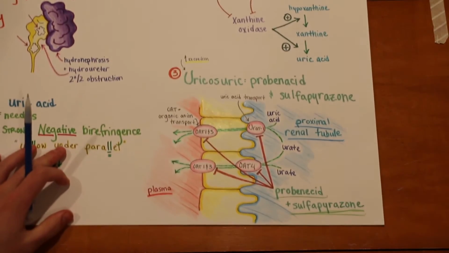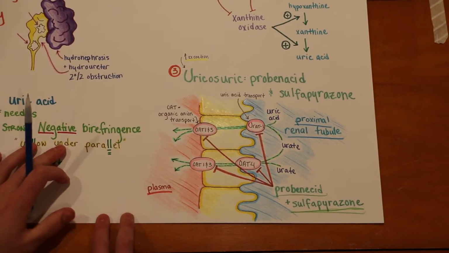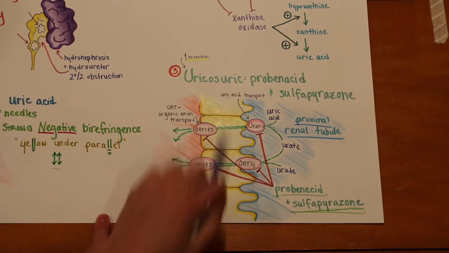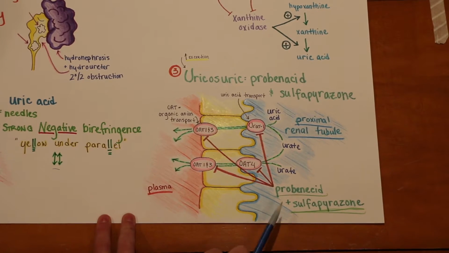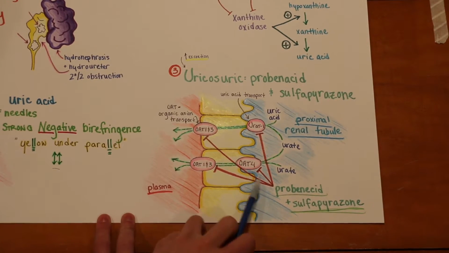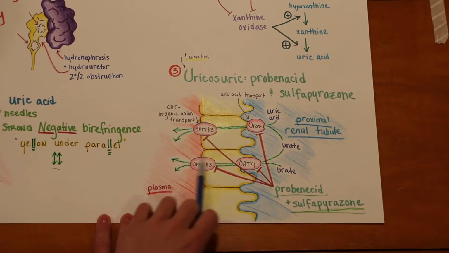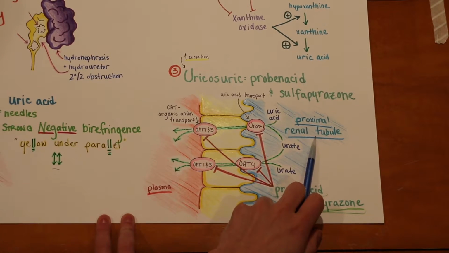Second class of drugs is probenecid and sulfinpyrazone, which are your uricosuric drugs. They increase the uric acid in the urine. These increase renal clearance of uric acid by inhibiting the reuptake of uric acid from the renal tubules, thus it is lost in the urine.